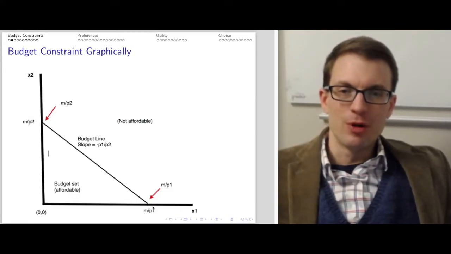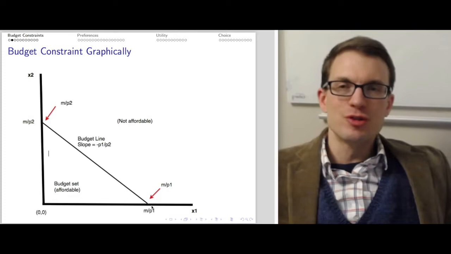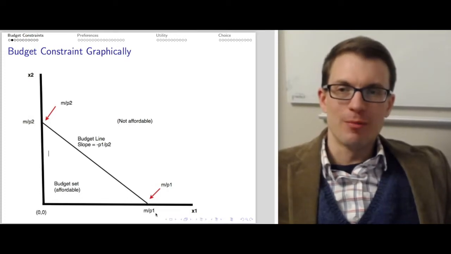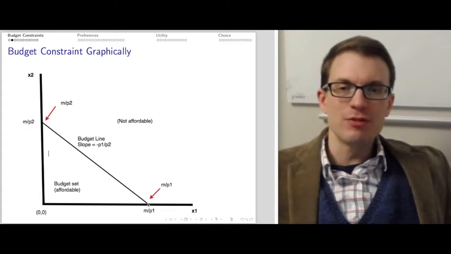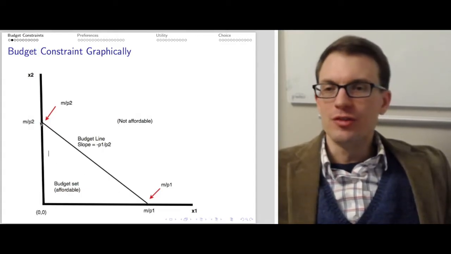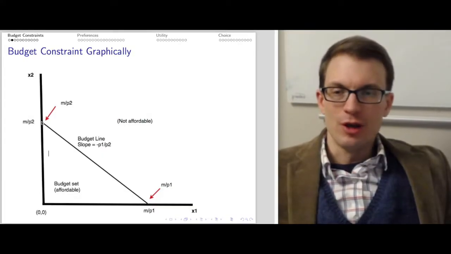These points are labeled. So M divided by P1, this is the amount of money you have available divided by the price of the good. That's how much you can buy. So M over P1 is an amount. That's the maximal amount of good one you could buy if you spend all your money on good one. This is the maximal amount of good two that you could buy if you spent all your money on good two and didn't buy any good one.